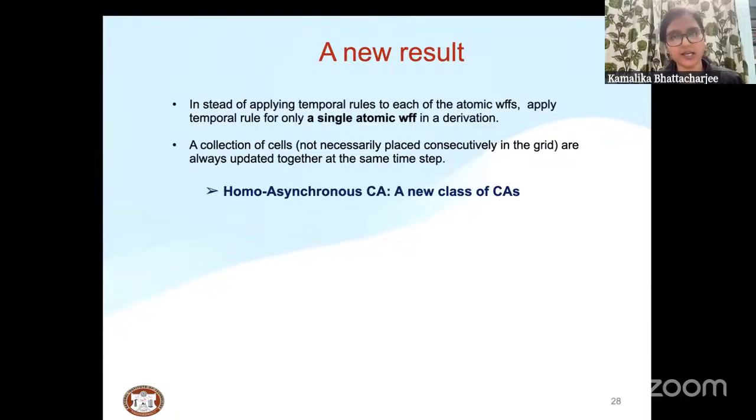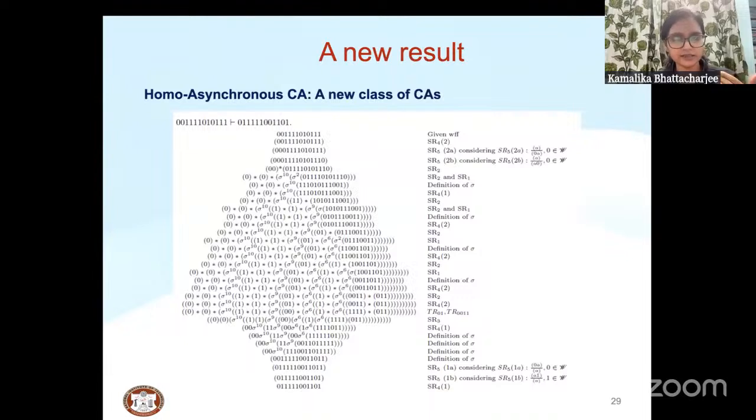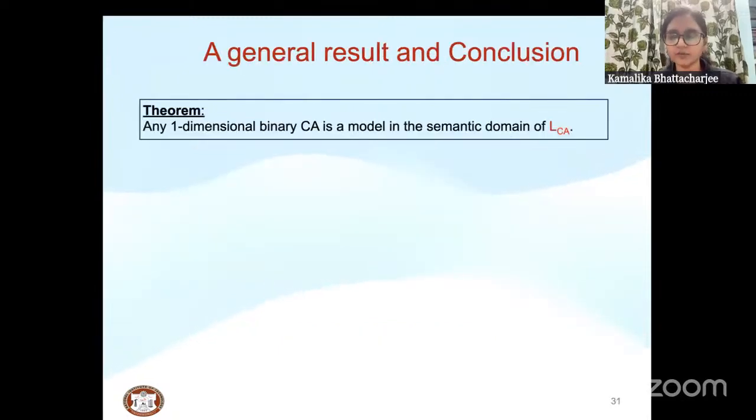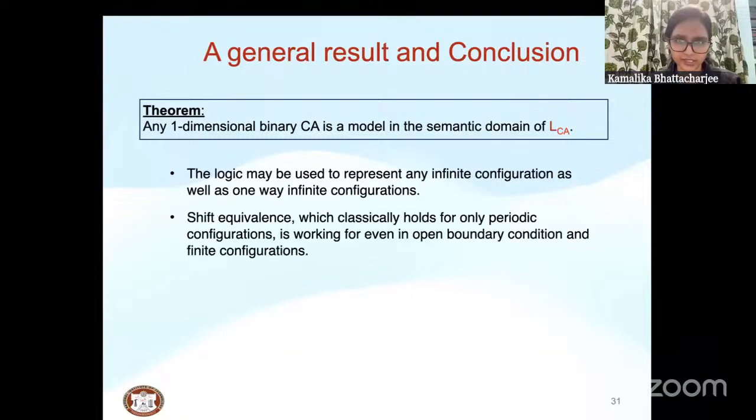homoasynchronous CA. It is a kind of asynchronous CA, where the block of cells which are part of the same homogeneous configuration can be updated together. So this is a new class of CA that we get as an outcome of this logic, which was not already existing in the CA. And its evolution is completely different than the synchronous CA and the fully asynchronous CA. So this is an interesting result that you can get out of the logic. And obviously, there will be many more possibilities to see.